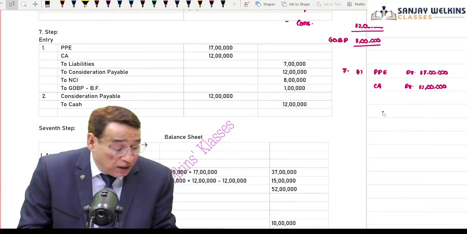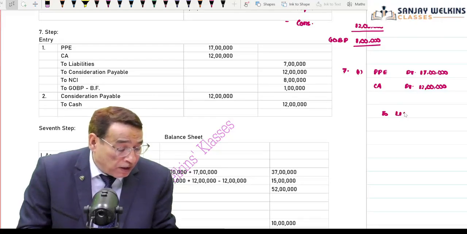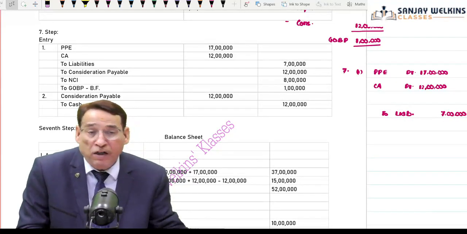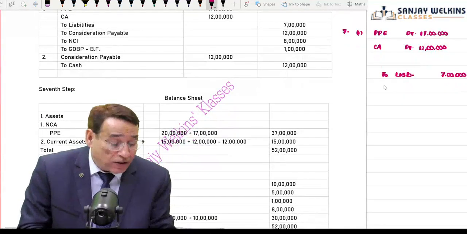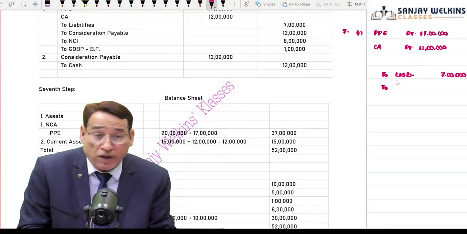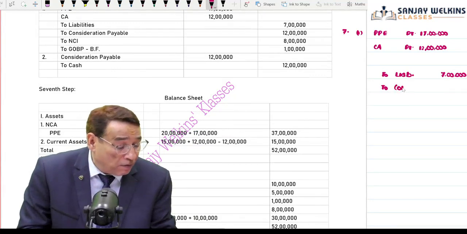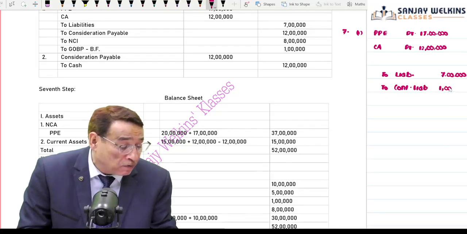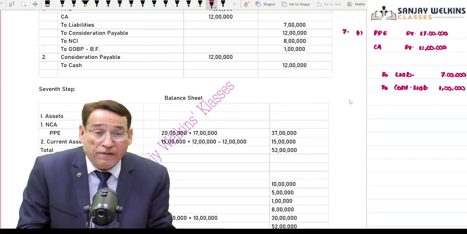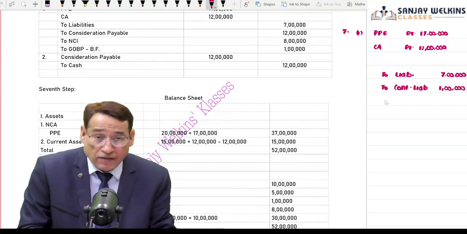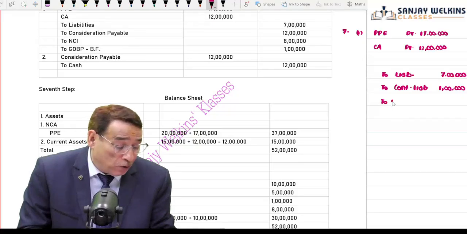Correct? Then I'm going to write here the liabilities. The liability which is appearing in the balance sheet is 10 lakh, but its fair value is 7 lakh. So I'm going to record the liability at 7 lakh. Is it clear to you? Besides that, I must not forget that I will have to recognize the contingent liability. Contingent liability is 1 lakh. Clear? So all the assets and liabilities are taken over. Then I am going to write here to NCI.